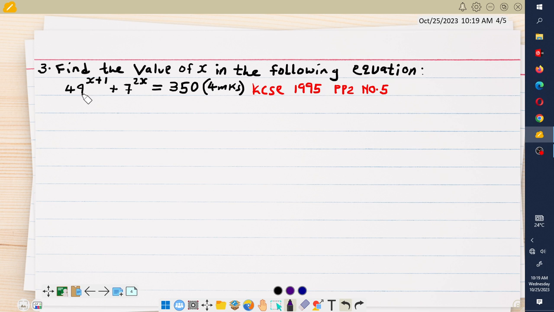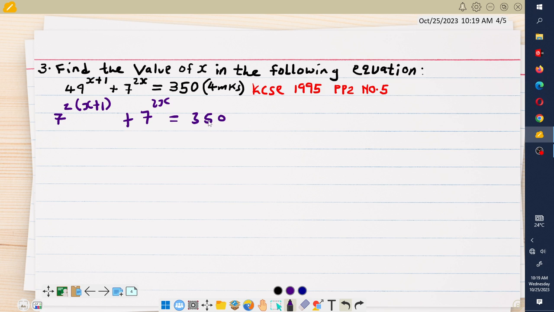So with this one, I'm going to start by breaking down 49 in terms of 7. So we know that 7 squared will give you 49. So 49 is the same as saying 7 to the power of 2. Then of course on the numerator, that is on the power, I had x plus 1. So I'm going to add it there. Then plus, the second part is 7 power 2x. Then the whole of this is equivalent to 350.